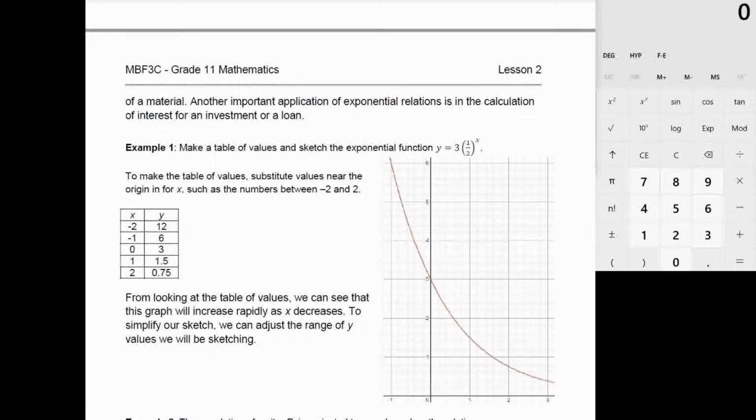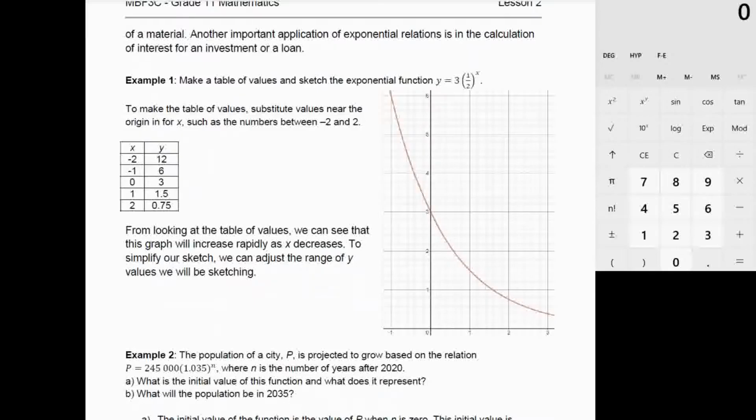So this example question says y equals 3 times 1/2 to the power of x. So our a is 3, our b is 1/2. We're asked to make a table of values and to sketch this. To start with, we make our table of values. We should choose values between -2 and 2, just so that they're close to 0. What we'll notice is when we put in -2, we get a relatively big number of 12. If I put in -1, I get 6, 0 gets me 3, 1 gets me 1.5, and 2 gets me 3 over 4, or 0.75.